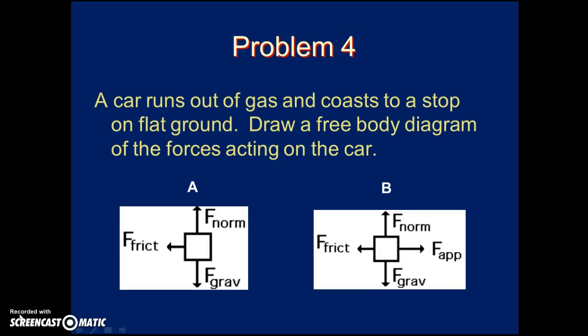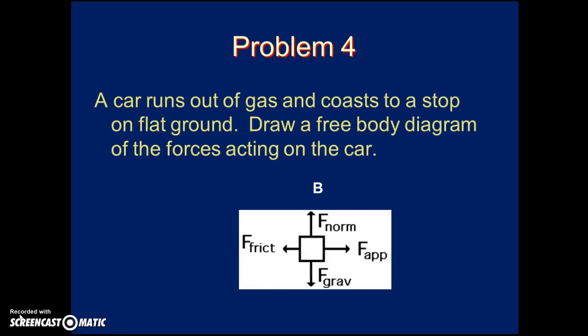In this problem, a car runs out of gas and coasts to a stop on flat ground. Which free body diagram would represent the forces acting on the car, A or B? Gravity and normal forces are still there, and we do have friction slowing down the car, but what applied force is keeping the car going forward? Why don't you click the button to review your steps and try again.